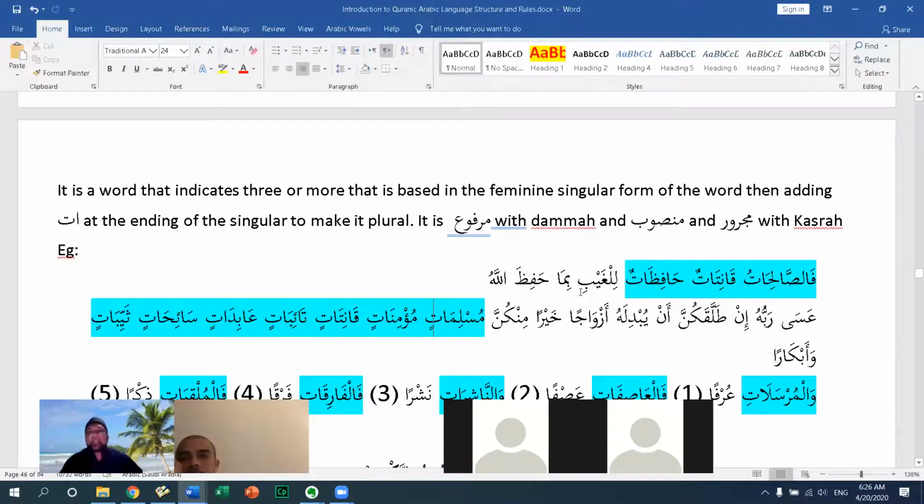Jama' al-mu'annath al-salim is mansub with fatha. Excuse me, mansub with kasra. So Muslimat is mansub because it's sifa for azwaj, and azwaj is mansub, wa sifatu tatba'u al-mawsuf.